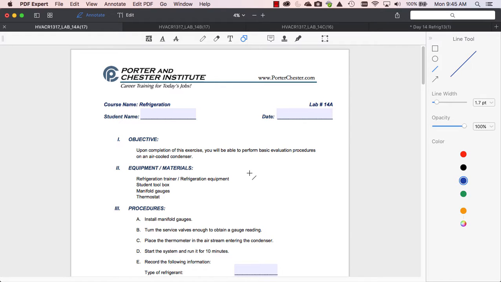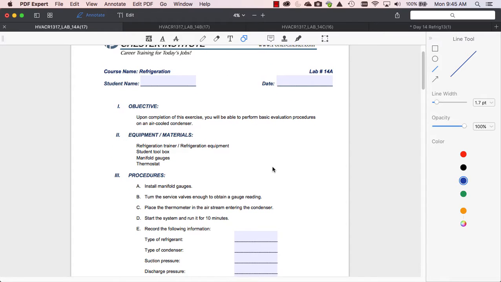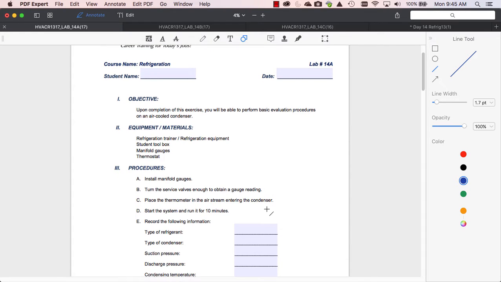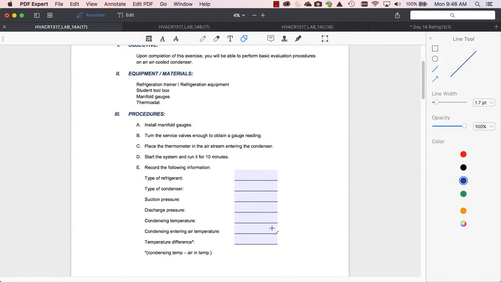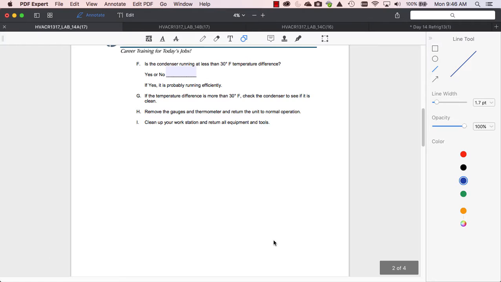an air-cooled condenser. I do not want you to use the same piece of equipment you used for the last lab. You can actually move over onto one of the reach-in coolers that's in the shop. Okay, or find a different piece of equipment. Try to use one with a different refrigerant. You're going to take your readings. You're going to take some readings off the system.